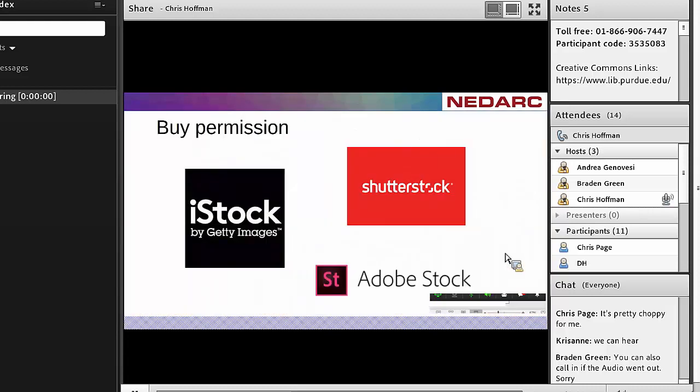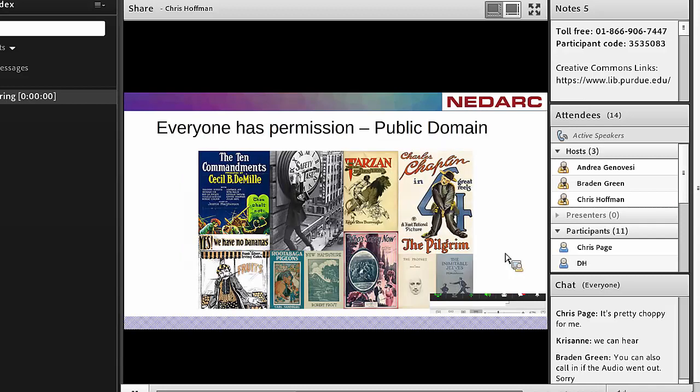Next way to get permission is to buy permission. There are whole companies that are set up around selling you permission to use an image. So for example, iStock, Shutterstock, or Adobe Stock. All of these sell an amount of use on an image. Check with the website to see what kind of usage rights you're given. So can you use it in print material? Can you use it online, etc.? It varies from company to company.